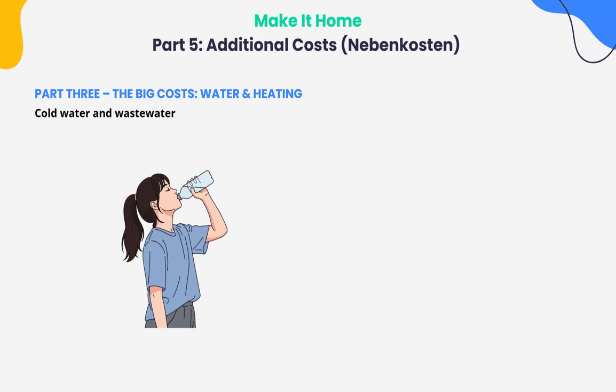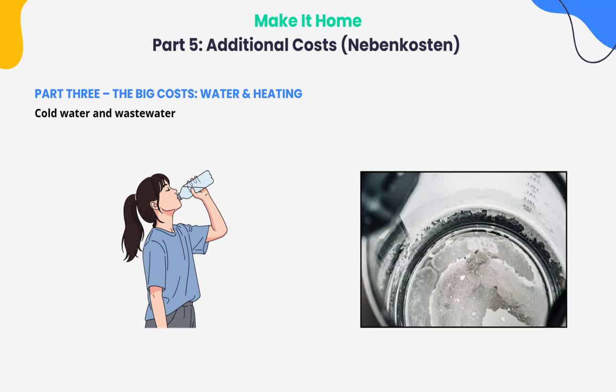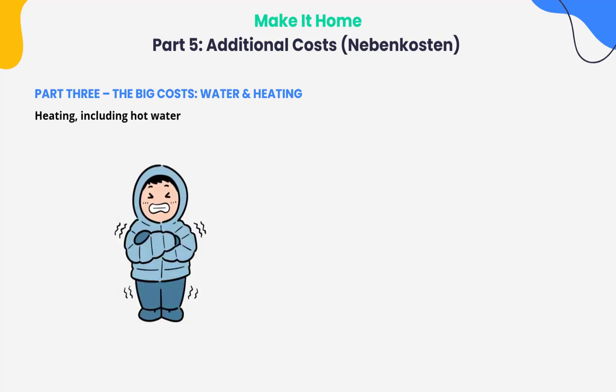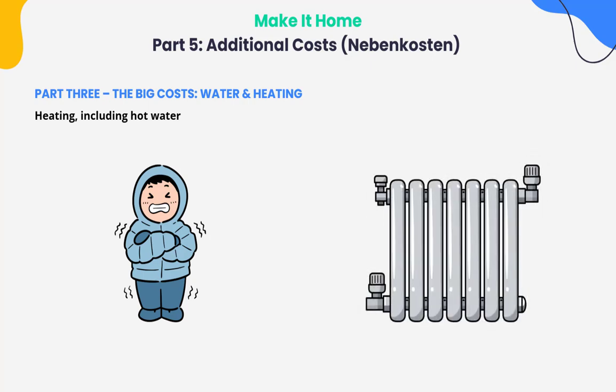The only real downside is water hardness. German water contains a lot of limescale, which is why kettles, coffee machines, and washing machines need regular descaling. Heating, including hot water. Germany has cold winters, with temperatures often dropping below freezing between December and February. Because of that, heating is usually the single biggest Nebenkosten item.